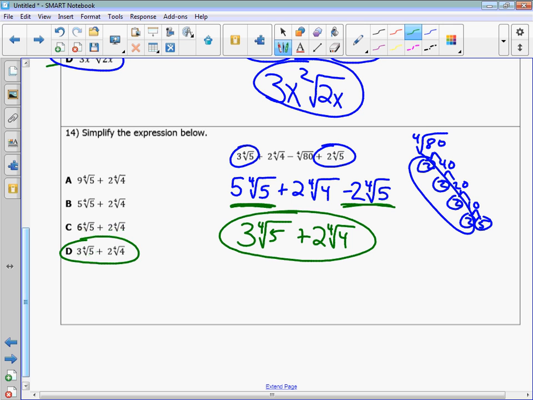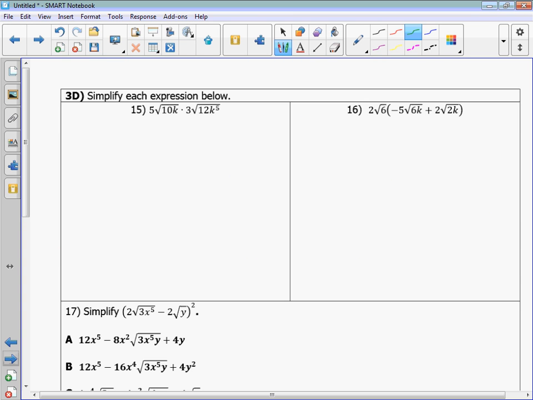3D, moving on. So we're going to multiply first, then simplify. We have 5 times 3 is 15. And underneath the radical, 10 times 12 is 120. K times k to the 5th is k to the 6th. And let's simplify. Square root of 120 is 2 times 60. 60 is 2 times 30. 30 is 2 times 15. 15 is 3 times 5.